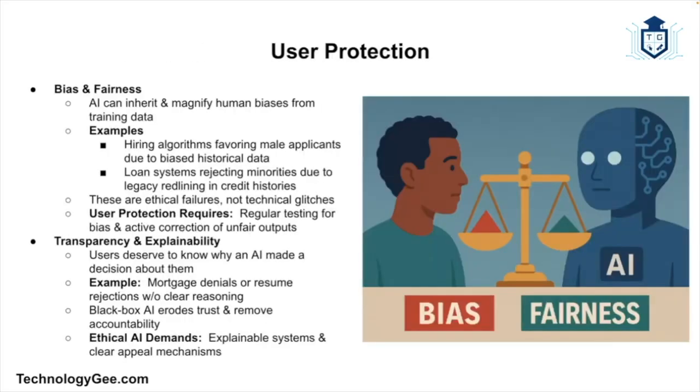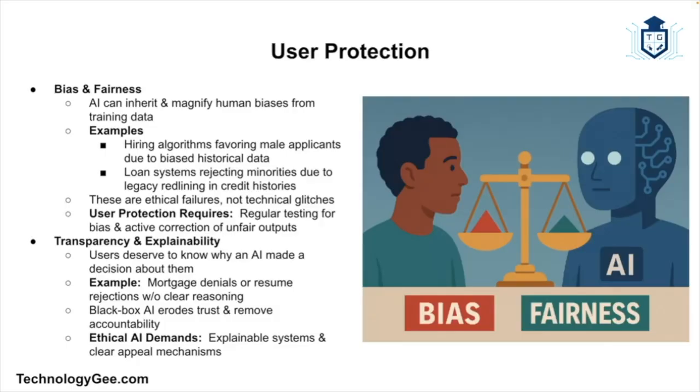All right, so next let's talk about user protection. While data privacy and consent are huge pieces of the puzzle, user protection goes even further. It's about making sure AI doesn't harm people, discriminate unfairly, manipulate behavior, or exploit vulnerabilities. So let's go ahead and unpack a few areas where user protection is crucial. The first is bias and fairness.